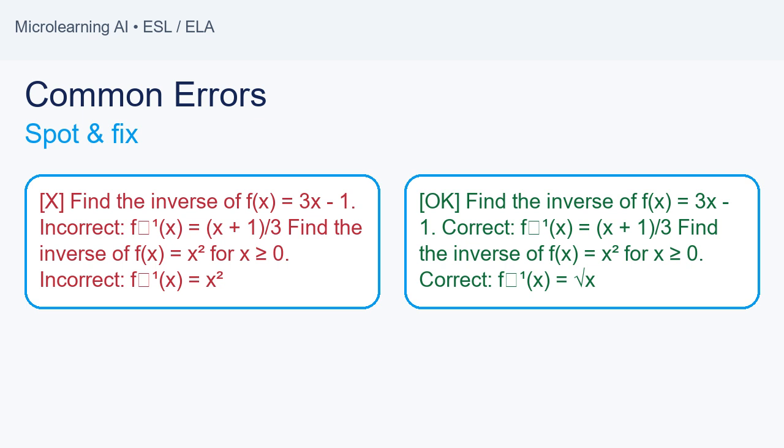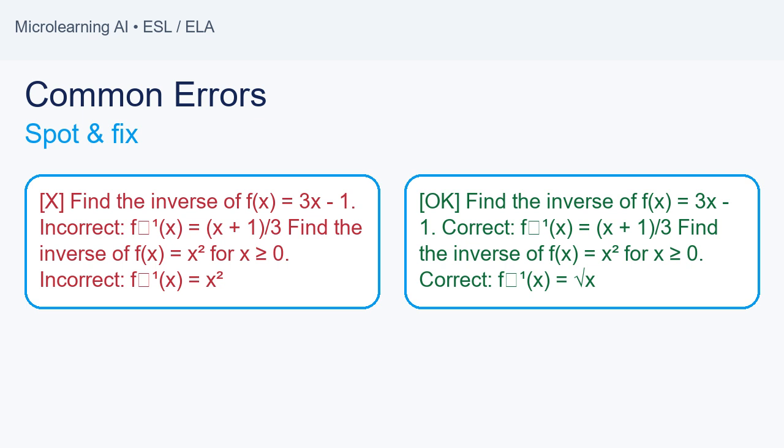Common mistakes include: find the inverse of f(x) equals 3x minus 1. Incorrect: f inverse of x equals x plus 1. Find the inverse of f(x) equals x squared. Incorrect: f inverse of x equals x squared.